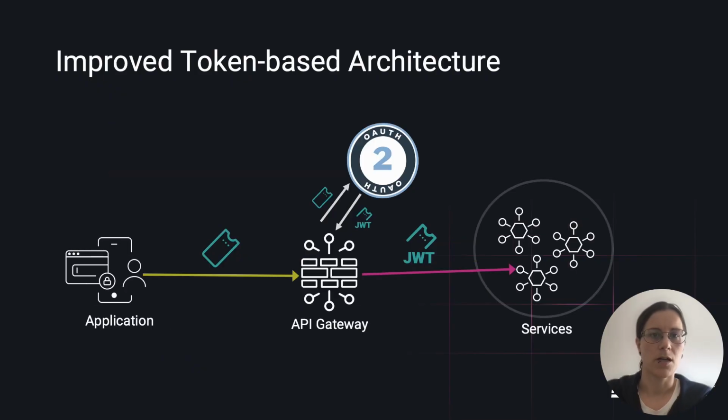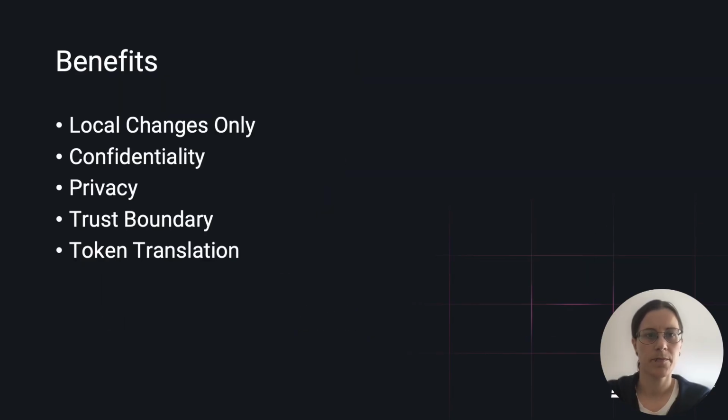There are different ways on how to implement that translation. One example is to use token introspection to get the associated data in a JWT format. Another example is to use token exchange to exchange the OAuth token for a JWT. The benefit of this improved architecture is that it builds upon existing standards. It does not require any changes in the application or services. You only need to adapt the authorization server and API gateway. At Curity, we call this approach the phantom token pattern.